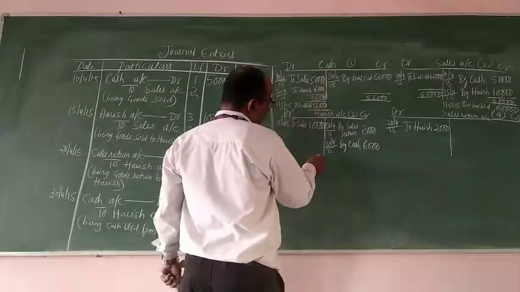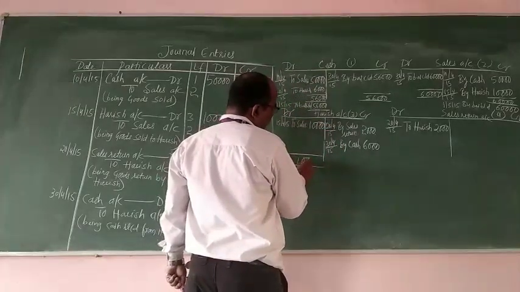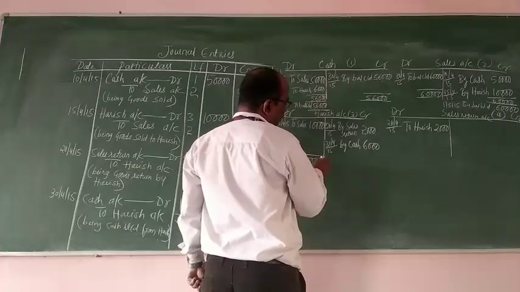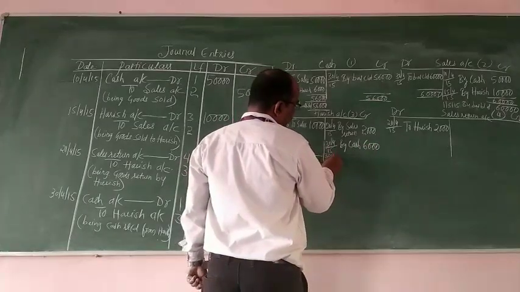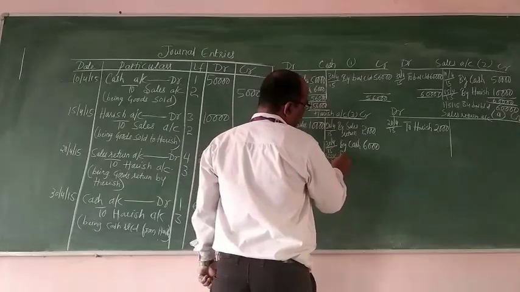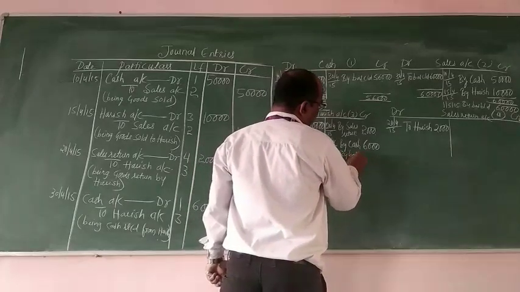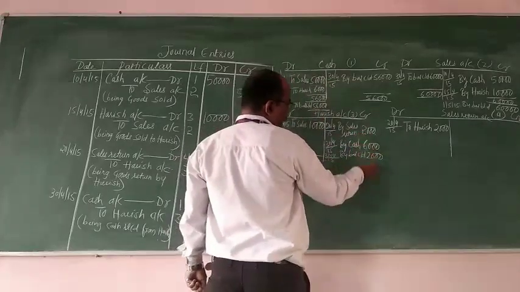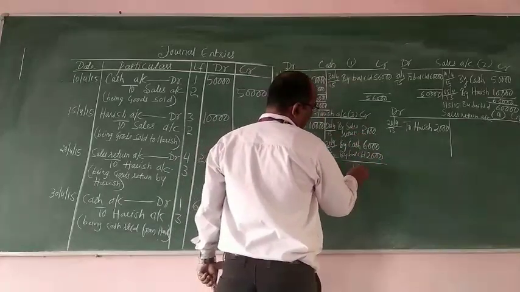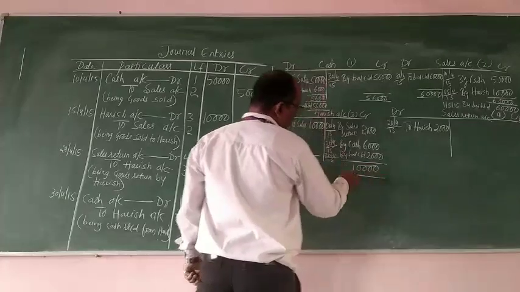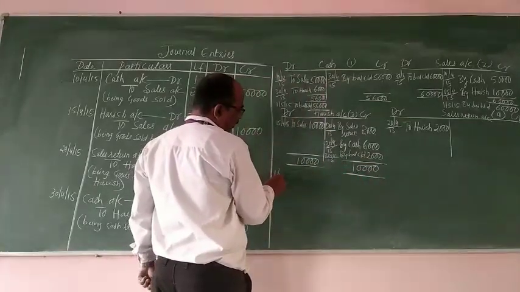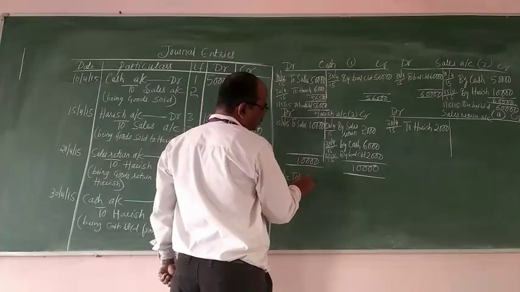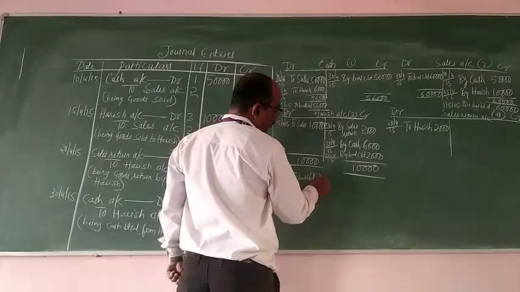So here 10,000. Here the total is 8,000. 30th 4 2015. So balance is how much? 2,000. Balance carried down is 2,000. Because this is 10,000, this is 8,000, 2,000 is balance. 10,000. So next month, 1-5-2015, to balance brought down how much? 2,000.